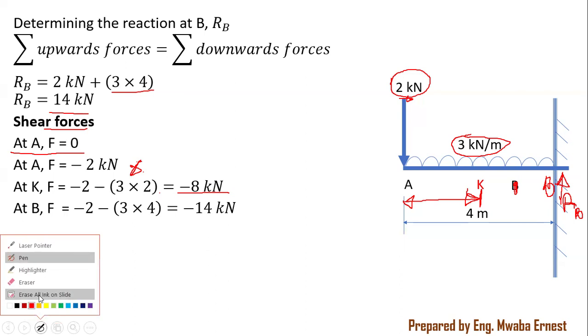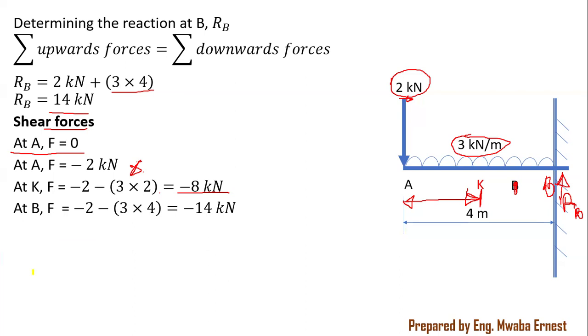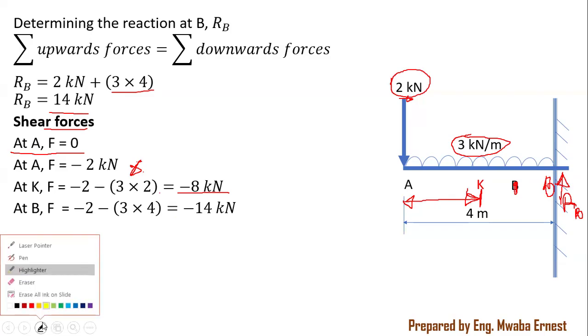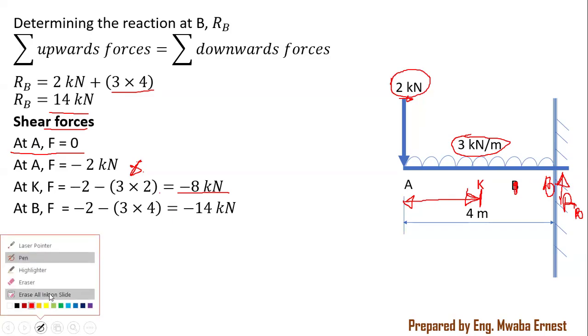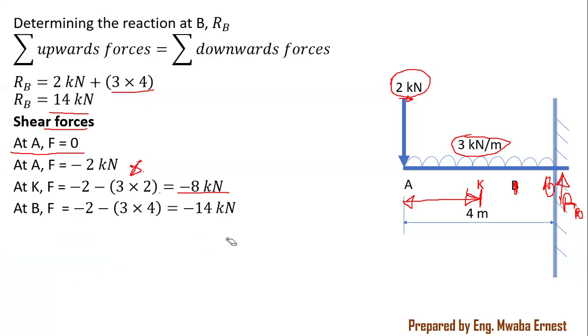-3 times what is our total distance? In this case, our total distance is 4 meters. So hence, we have -2 minus 3 times 4. We already know that if you say 3 times 4, you get a 12. So -2 minus 12 is supposed to give us our -14. And that is our answer for this part.